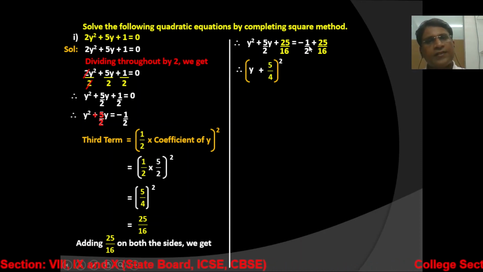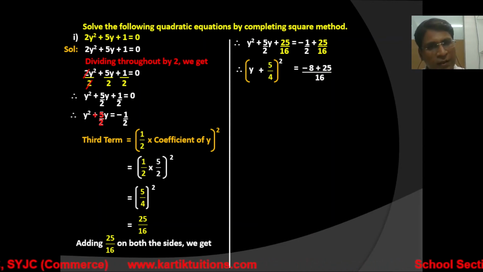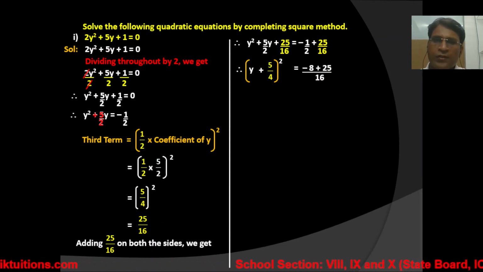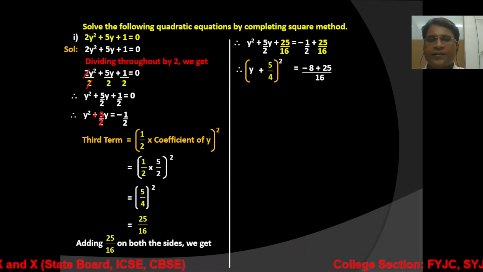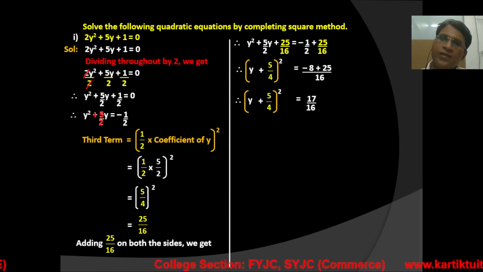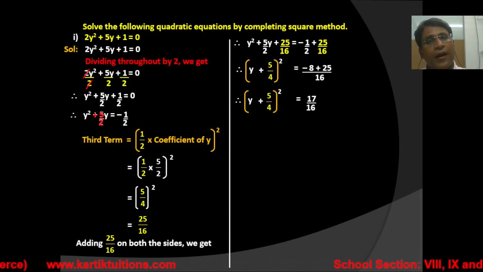So in other words, I will multiply this 1 also by 8. So I will get minus 8 plus 25 upon 16. Now our left hand side, which has already become a perfect square, will remain as it is, but the right hand side will become 17 upon 16.